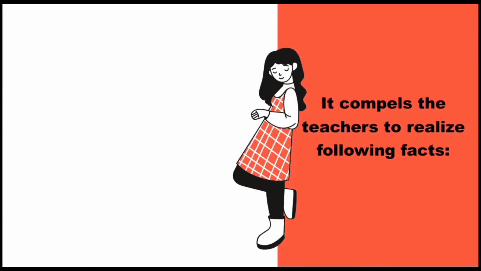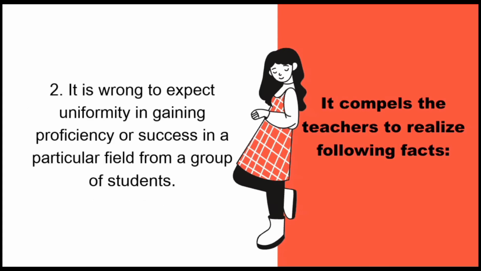The second one, the teacher should acknowledge that it is wrong to expect uniformity in gaining proficiency or success in a particular field from a group of students. So a teacher should not expect much from his class because the learners differ in their skills and capabilities, in their subnormal intelligence, in their previous background, in their lack of proper interest, and also the learner's aptitude and attitude. Some students have to lag behind in some area of achievement, so a teacher should not expect that all of her students understand that area of learning.